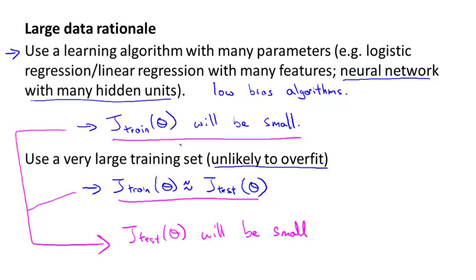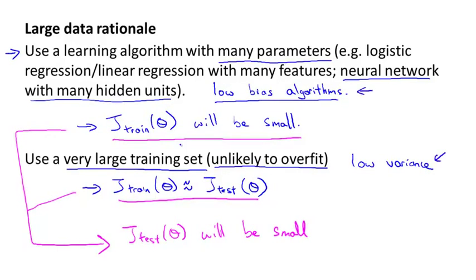Another way to think about this is that in order to have a high performance learning algorithm, we want it not to have high bias and not to have high variance. The bias problem we address by making sure we have a learning algorithm with many parameters, and that gives us a low bias algorithm. By using a very large training set, we ensure that we don't have a variance problem either, so hopefully our algorithm will have low variance. Putting these two together, we end up with a low bias and low variance learning algorithm, and this allows us to do well on the test set.